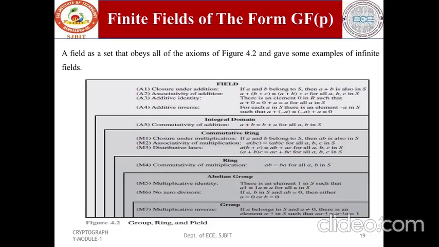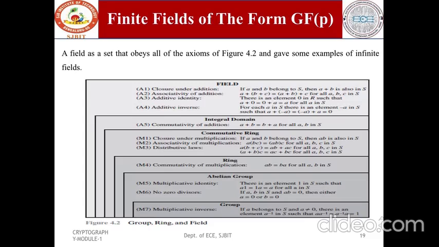So the order of a finite field must be a power of a prime, that is p^n, where n is a positive integer. The finite field of order p^n is generally written as GF(p^n). Here GF stands for Galois field.